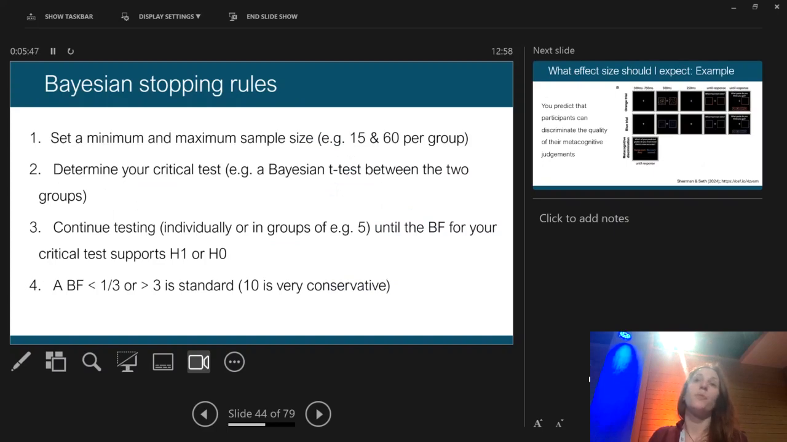You can also use Bayesian stopping rules. These are really nice. Are people familiar with Bayesian analyses here? It's like 50%.